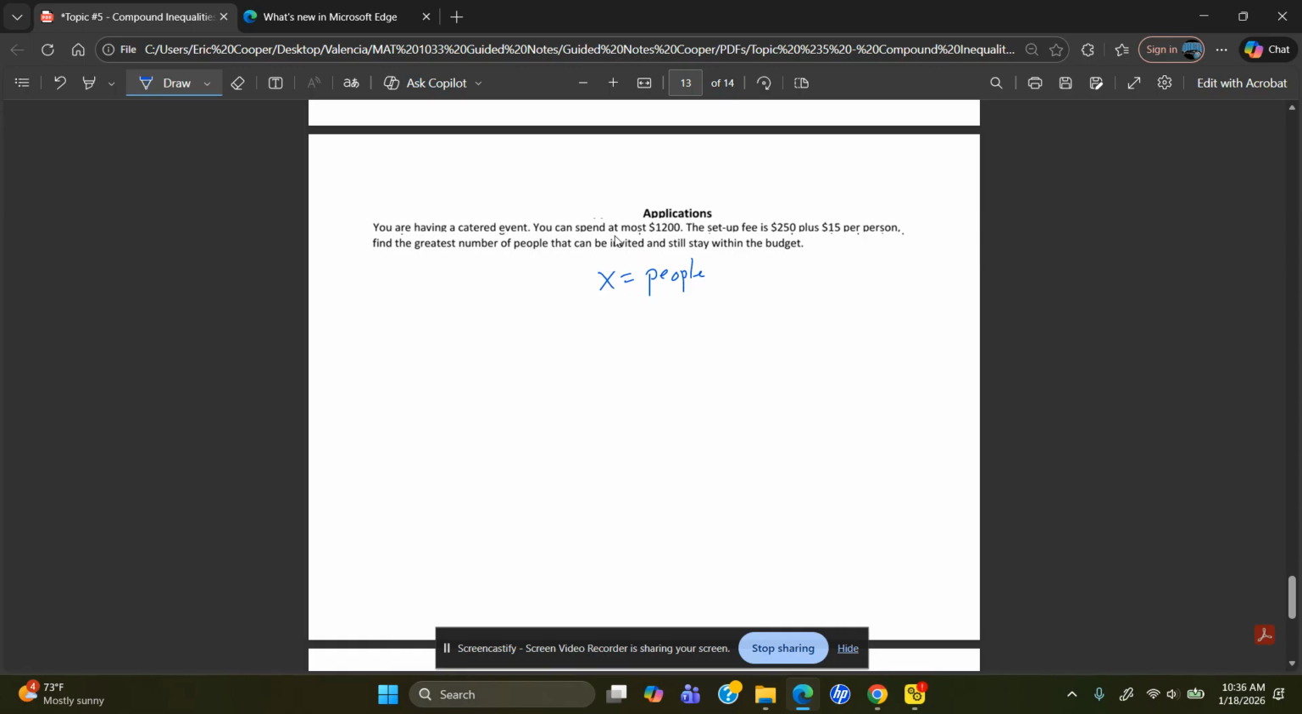It says that we have to spend at most $1,200, meaning we can spend up to $1,200, but we can't go over it. So that would be less than or equal to $1,200. The setup fee is $250, so we're going to pay that regardless of how many people we have. And then we're going to do $15 per person. Since we don't know how many people, we'll call that x.